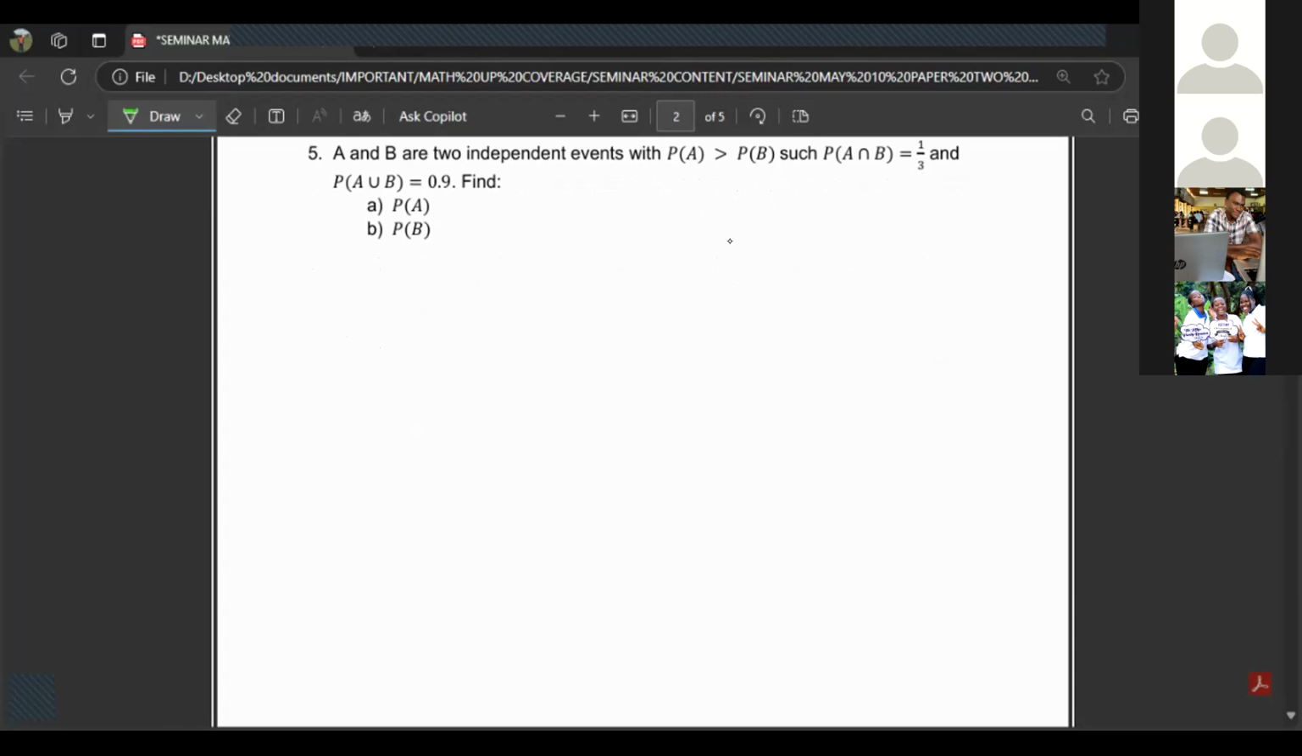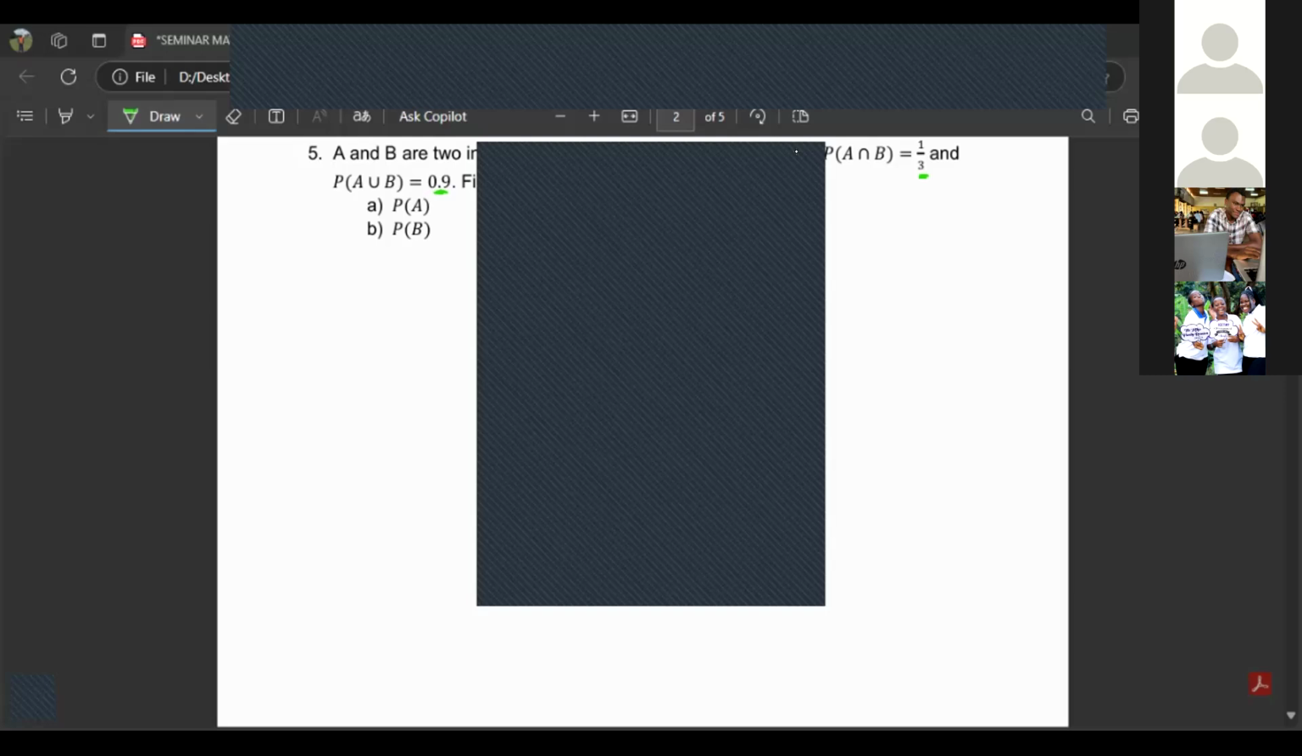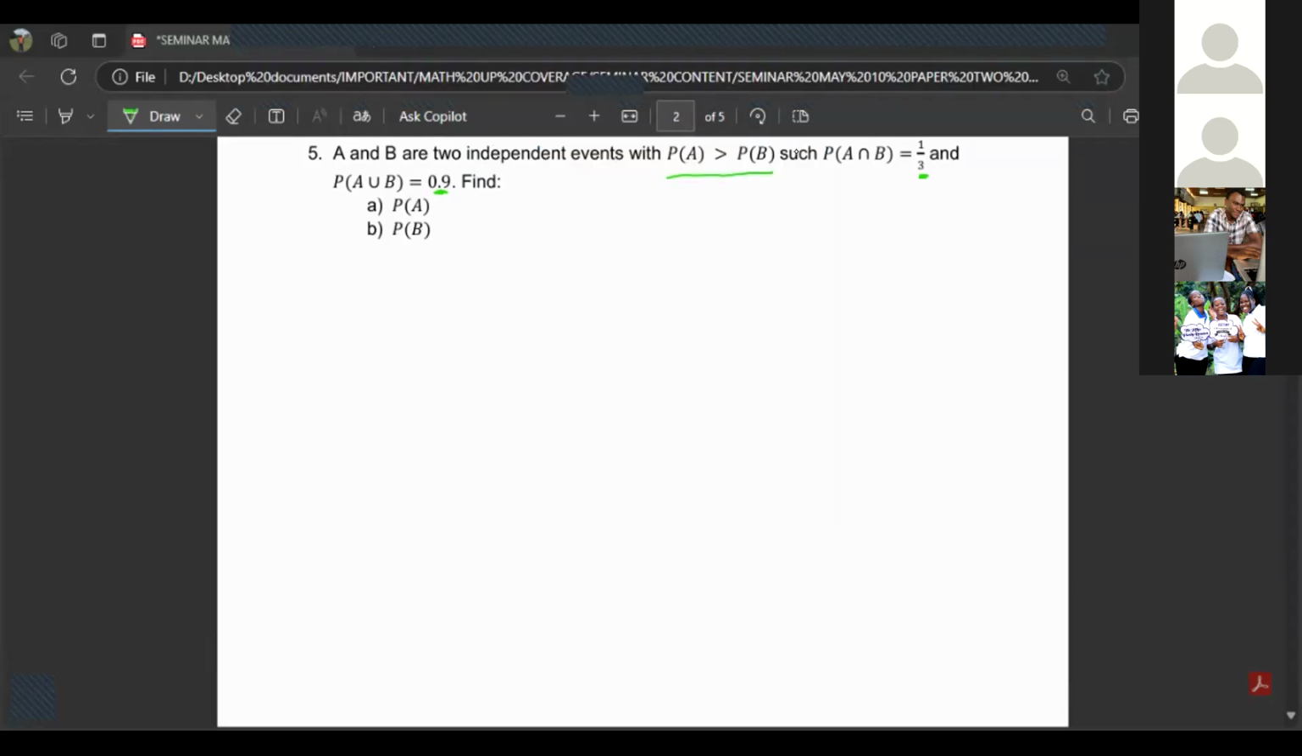Now, our next question says A and B are two independent events. The probability of A is greater than the probability of B, such that the probability of A intersection B is 1/3, and the probability of A union B is 0.9. Okay, thank you, Tracy. So they want us to find the probability of A and the probability of B. What information do we have here? We have the probability of A intersection B and the probability of A union B.